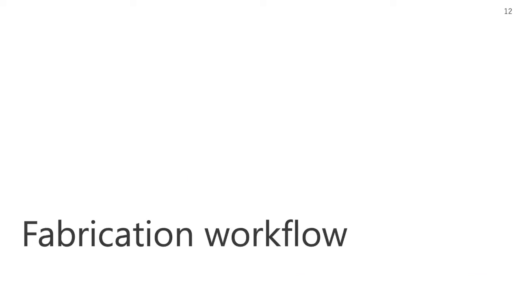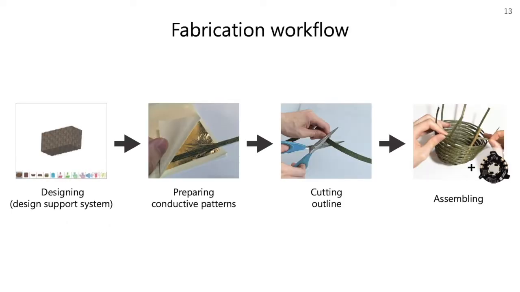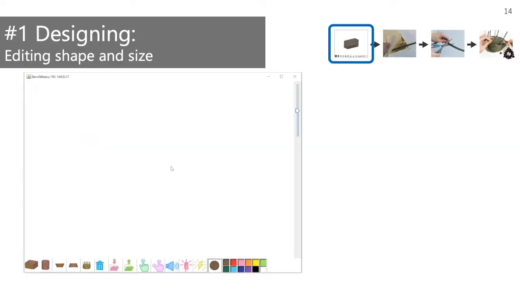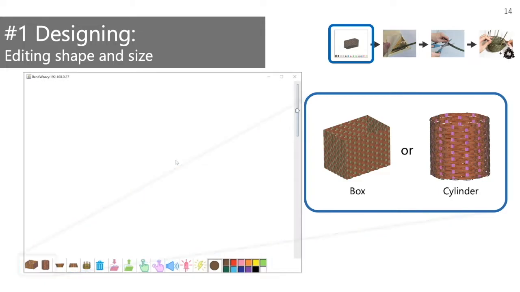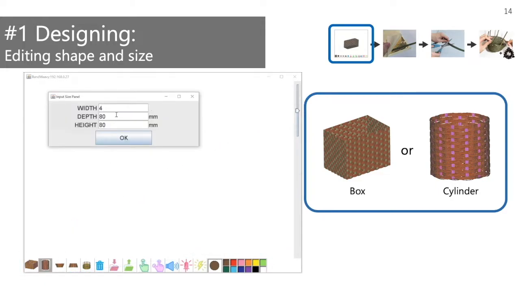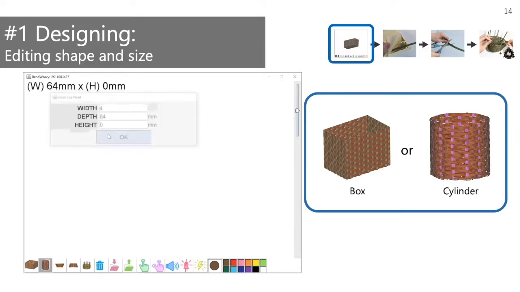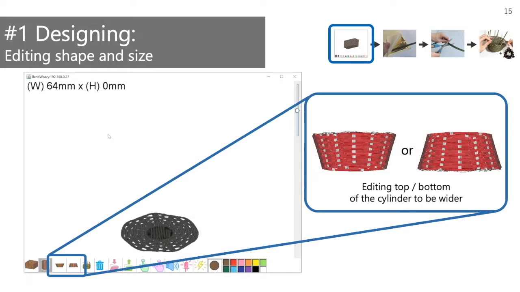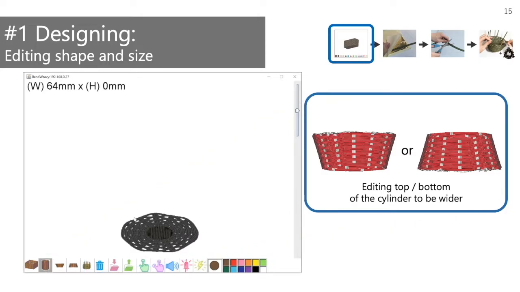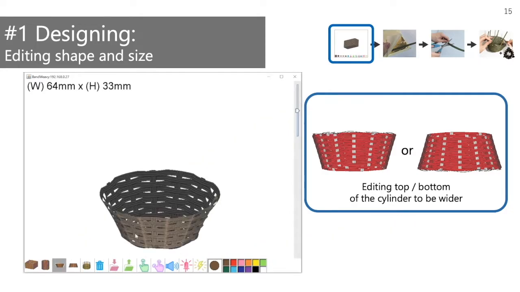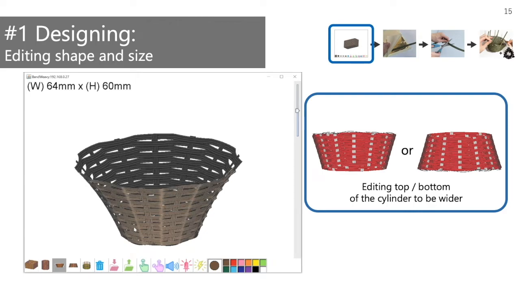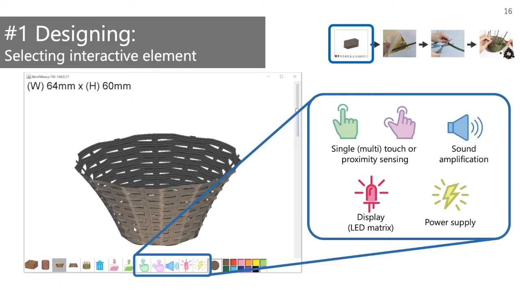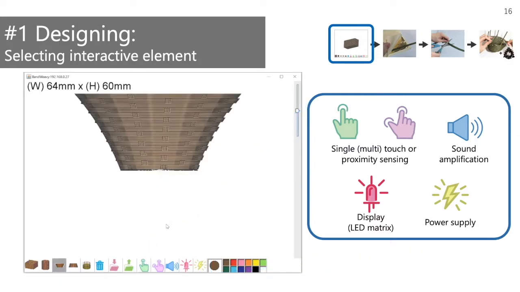Firstly, let me describe the fabrication workflow. The fabrication workflow consists of 4 steps. First, the user uses the design support system to determine the shape and size of the object. Then the system shows the generated 3D model. The system previews the 3D model in real time while editing the object interactively. These functions are implemented based on the Bandweavy system. We additionally implemented the functionality to embed interactive elements.